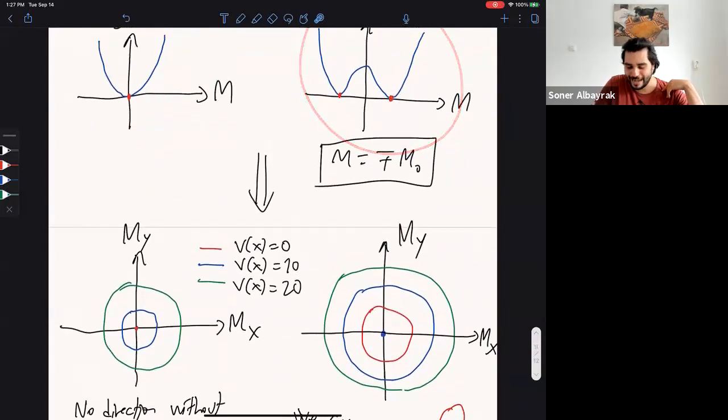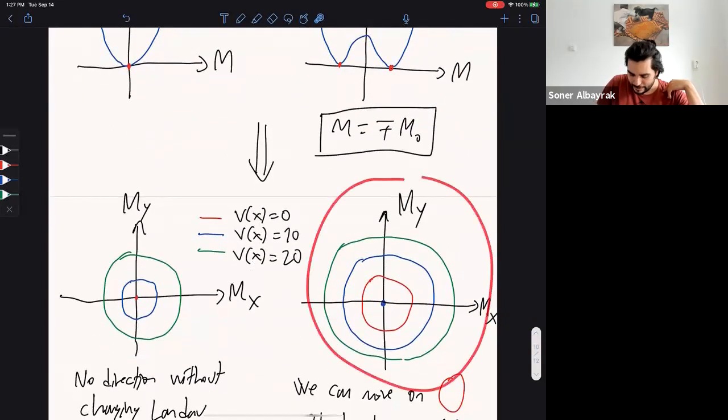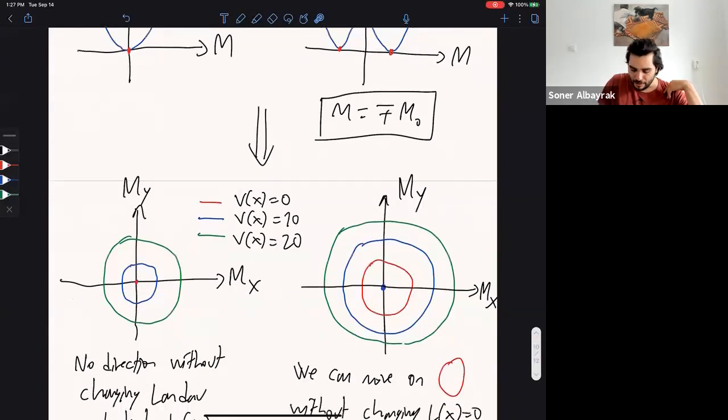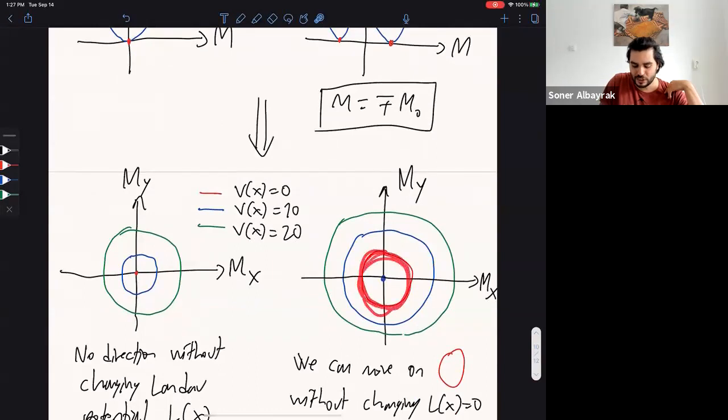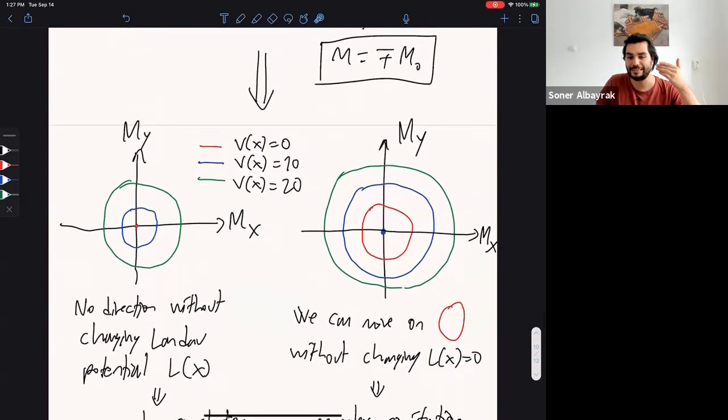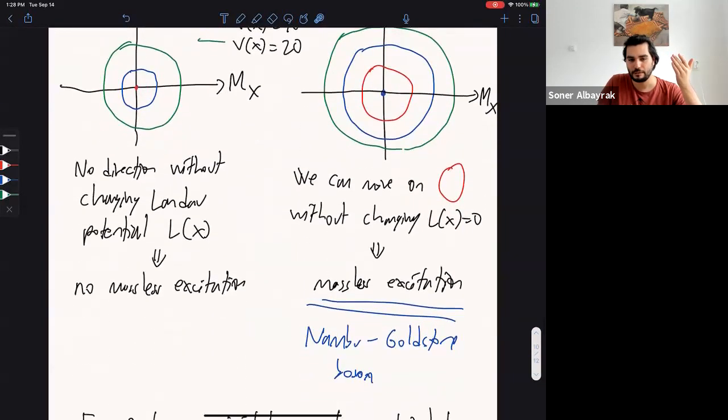But in this case, which is also called the Mexican hat, the contour plot is like this. Now the minima is here, this red circle. If I move radially, it still costs energy. It changes the potential, right? But I can move in this direction, within the circle. I'm still at the minimum. That means I can move without changing the potential. And that is the effect of a massless excitation. This is called a Nambu-Goldstone boson, because this minima now has a dimensionality.